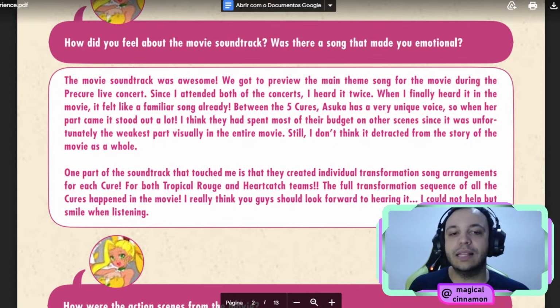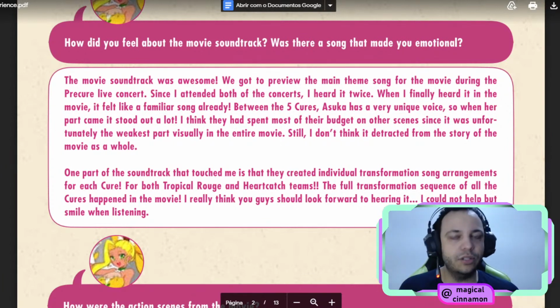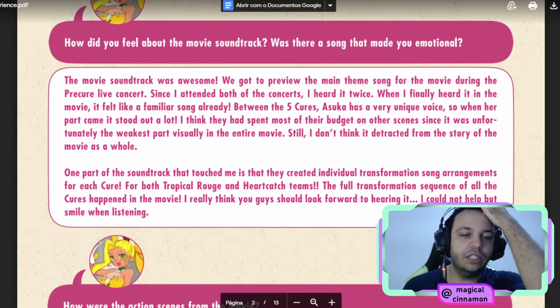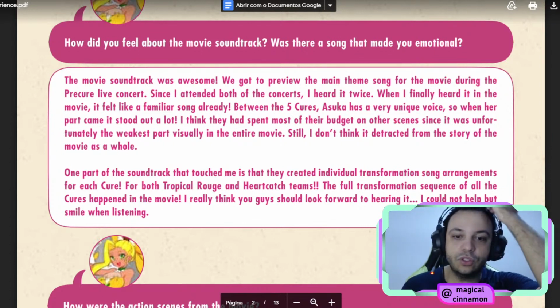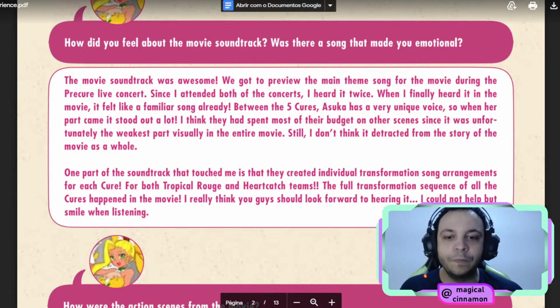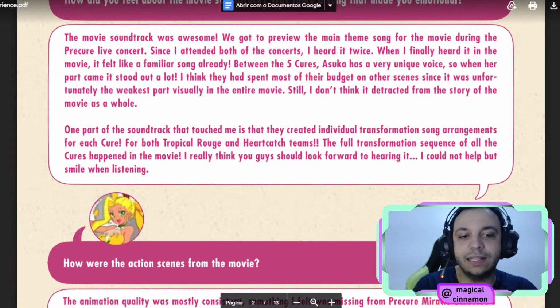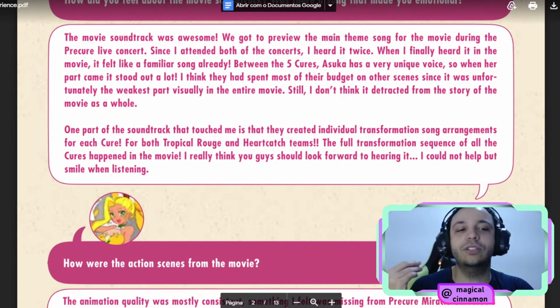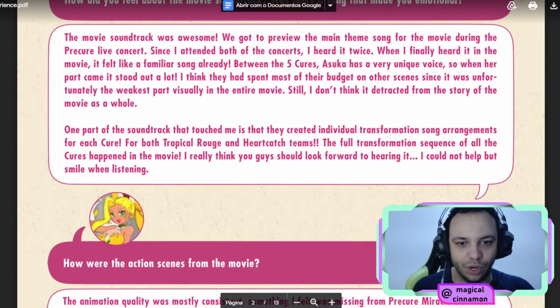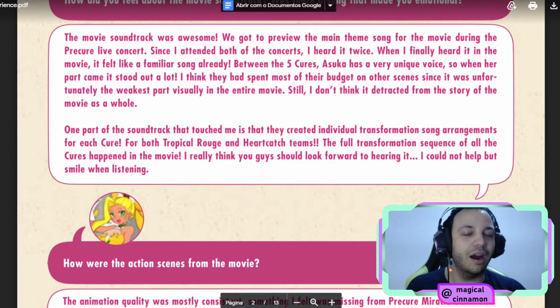She also said that she thinks they had spent most of their budget on other scenes, since it was unfortunately the weakest part visually in the entire movie. She's talking about the scene that the song plays. She said, still, I don't think it detracted from the story of the movie as a whole. One part of the soundtrack that touched me is that they created individual transformation song arrangements for each cure, for both Tropical-Rouge and Hard Catch teams.